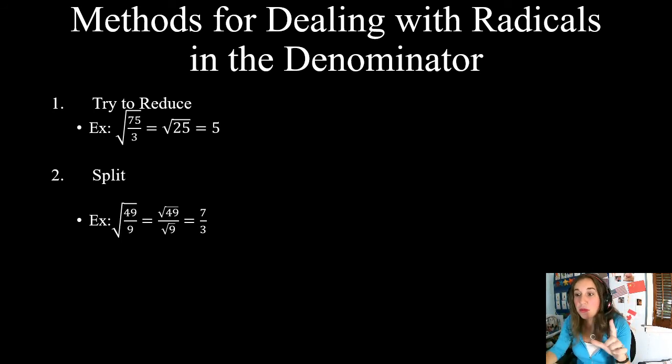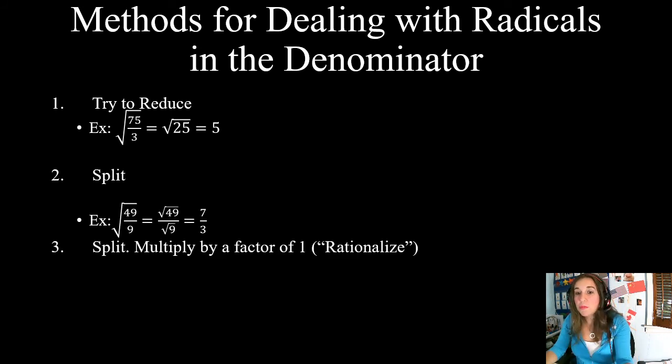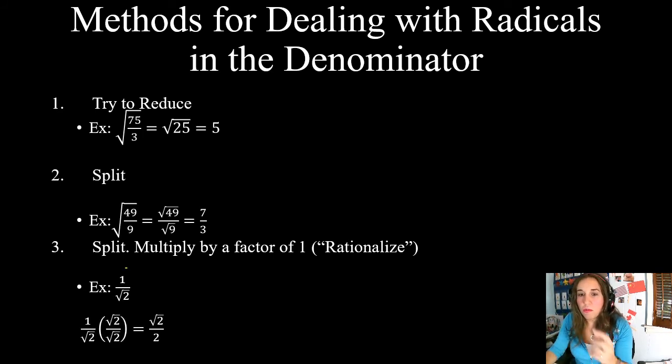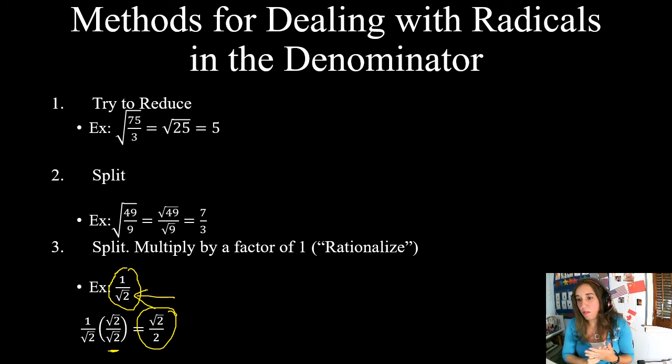If that doesn't work, split what's underneath the radical. See if that does anything for you. If that doesn't work, you're going to split, and then you're going to rationalize. You're going to multiply by that factor of 1, just like we saw on the previous slide, right? We couldn't reduce, so we split, and then we wind up with this radical in the denominator. Oh, I can't have a radical in the denominator, so I'm going to multiply by that factor of 1, and that gets the radical out of the denominator. So you always go in that order. Try to reduce. If that doesn't work, split it. If splitting doesn't work, well, keep the split, but then multiply by a factor of 1 to rationalize and get rid of the radical in the denominator.